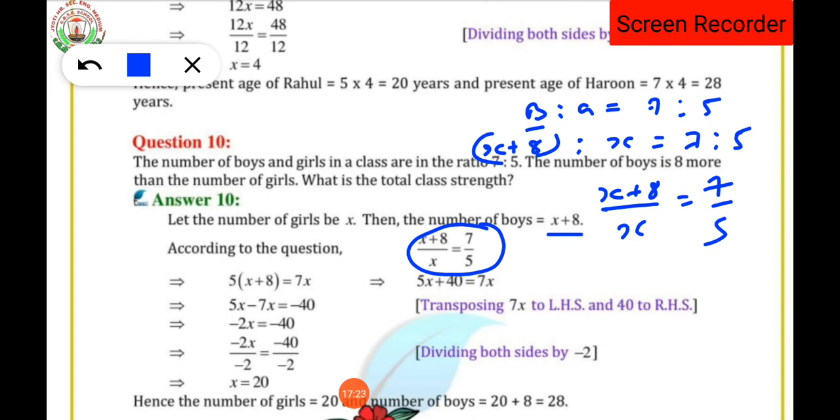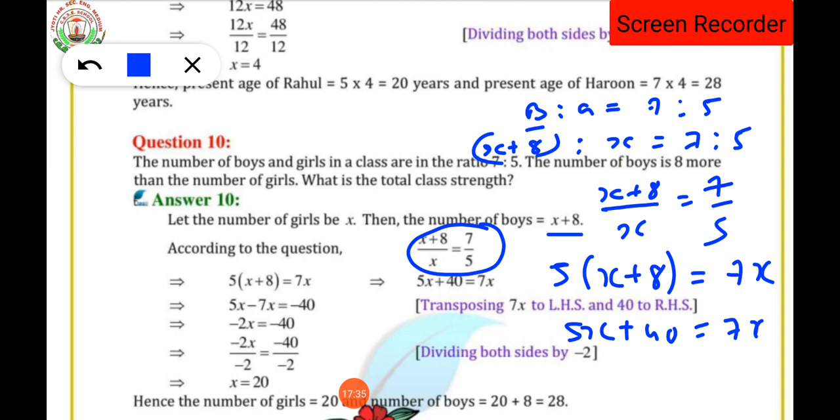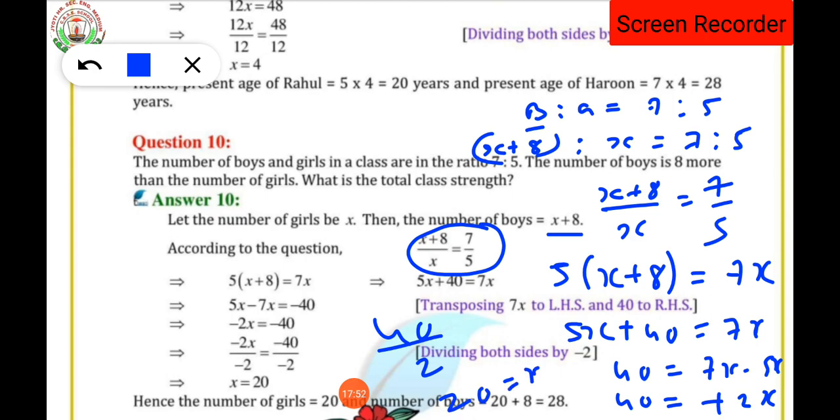Now after this, cross multiply. 5 into x plus 8 is equal to 7x. Here it becomes 5x plus 5 times 8, which is 40, is equal to 7x. Clear? Now 40 is equal to 7x minus 5x. So 7x minus 5x becomes 2x. Now 40 will be divided by 2, so it becomes 20 is equal to x.